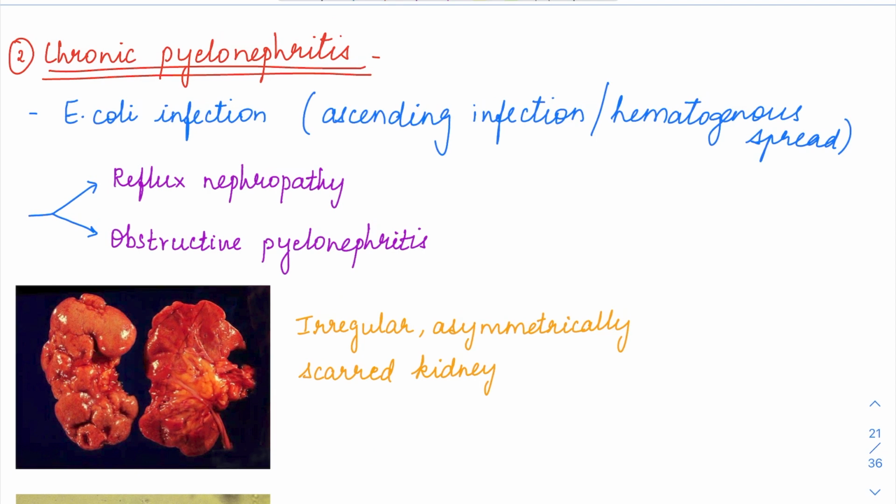Next, we'll see about chronic pyelonephritis. Chronic pyelonephritis is nothing but an infectious interstitial disease. This infection is usually caused by E. coli, and the infection can either come from the blood or through the ascending route through the urethra. It can enter into the urinary tract.